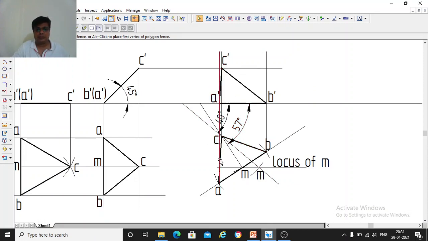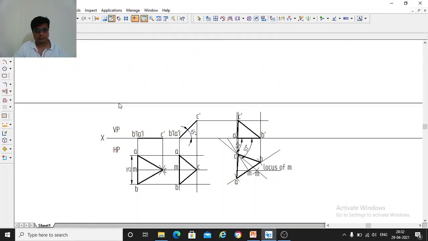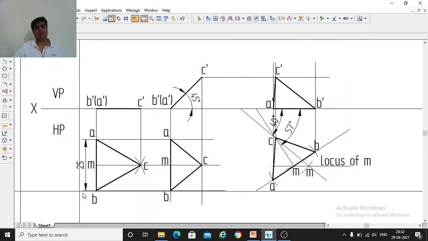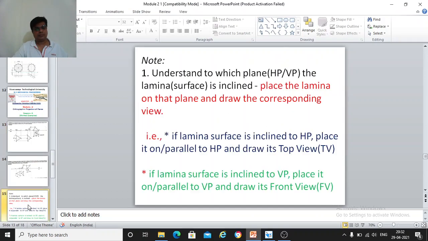So this is the front view and this is the top view. A dash, B dash, C dash is the front view, A, B, C is the top view in all the three stages. So this completes the solution of the problem. This is the solution to the problem which is given here. Here you should be careful.